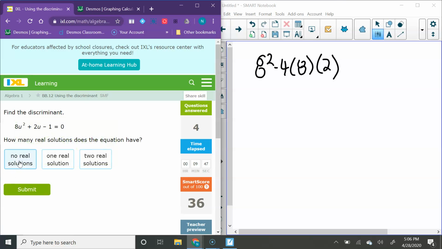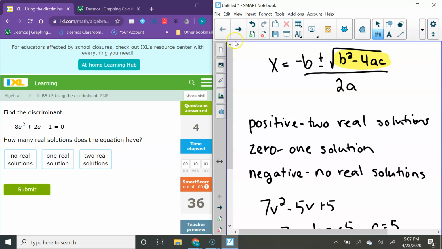Okay. Once you get through those first few, you're going to start to get questions that look like this. It tells you to find the discriminant, but then you have to choose whether you have no real solutions, one real solution, or two real solutions. So this goes back to what I put up there first.